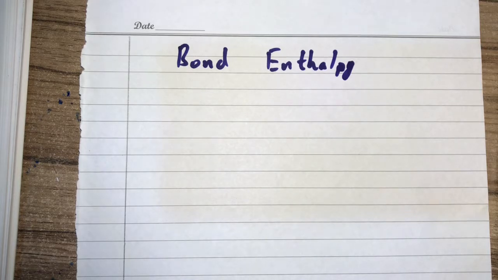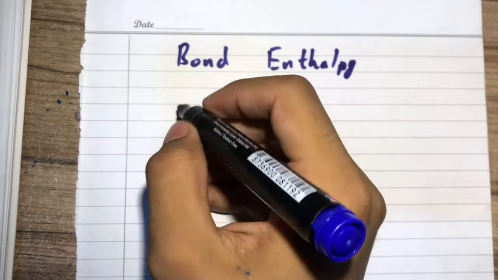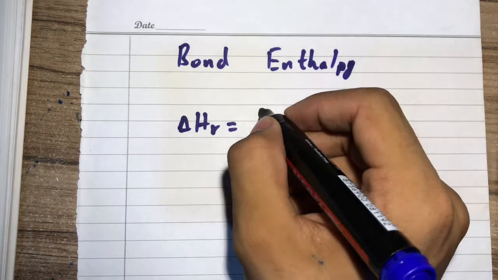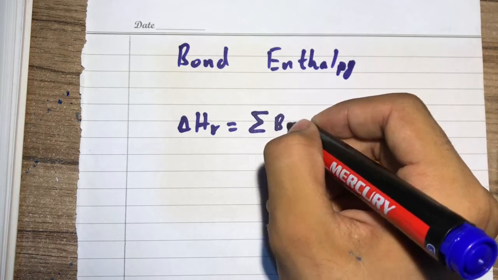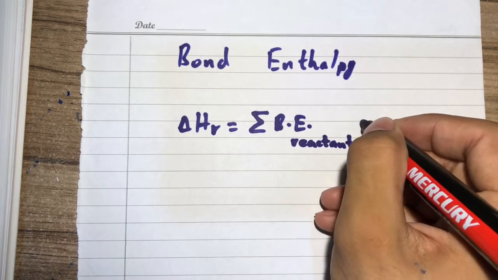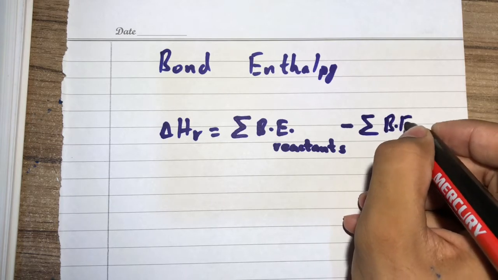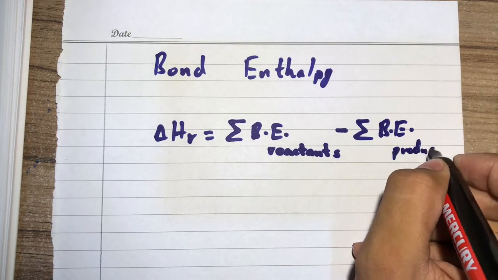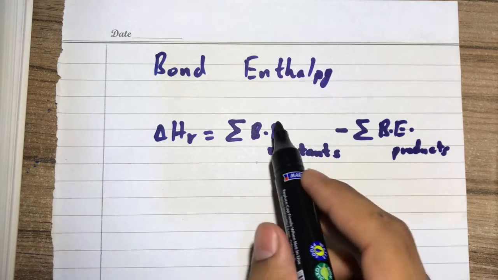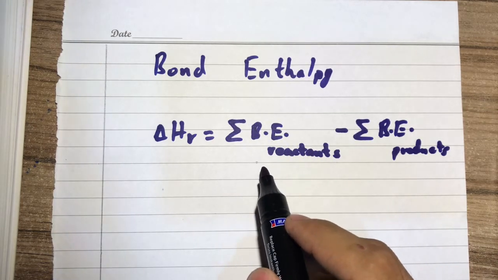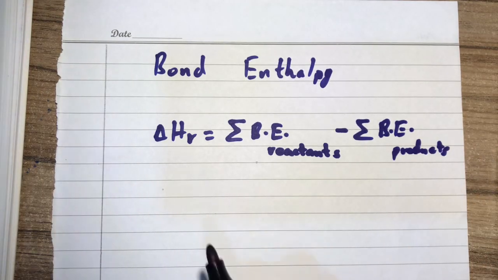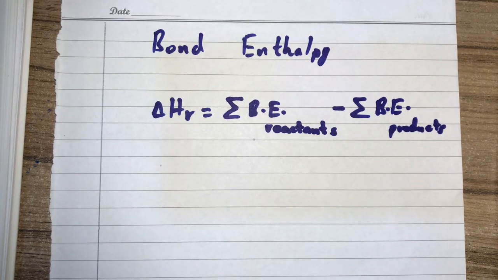Now how do we use them? So basically we have a formula. The formula is that delta HR equals the summation, this sign means summation, of the bond enthalpy of reactants minus the summation of the bond energy of the products. So what this means is that to find the delta HR, the enthalpy change of a reaction, add all of the bond energies of the reactants, subtract from them the bond energies of all the products, or bond enthalpies, and you'll get delta HR. So let's take an example.